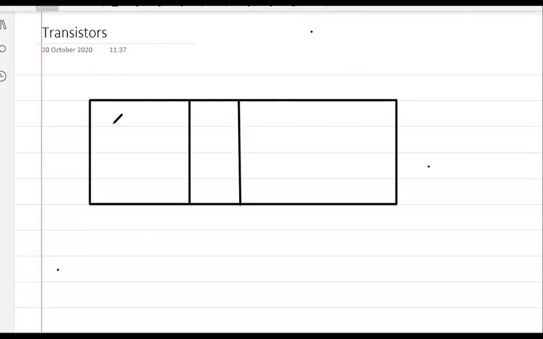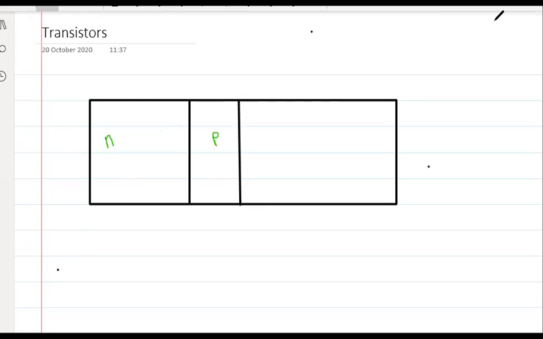Now suppose, forget about this section for now. Suppose we have N type over here and P type over here. I'm just asking you to forget this for now. This is N type, this is P type. What do you think? What will happen?